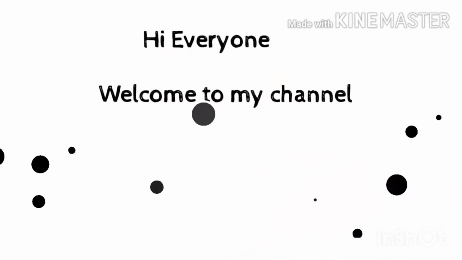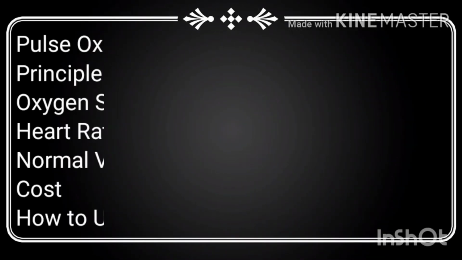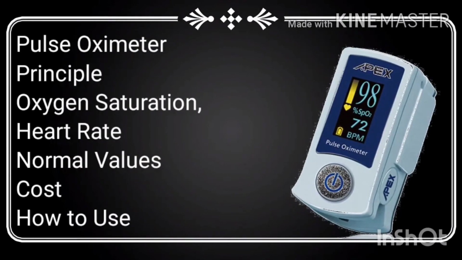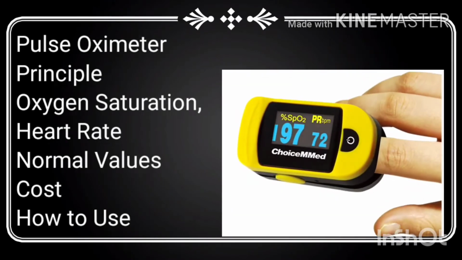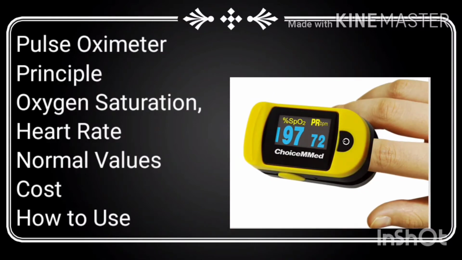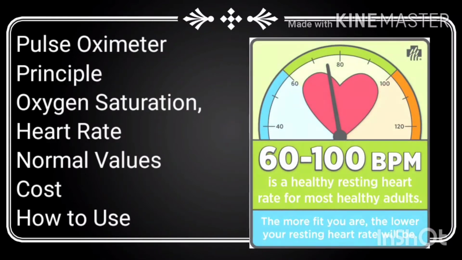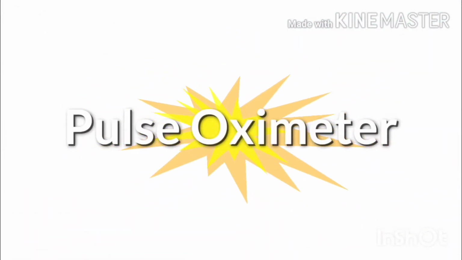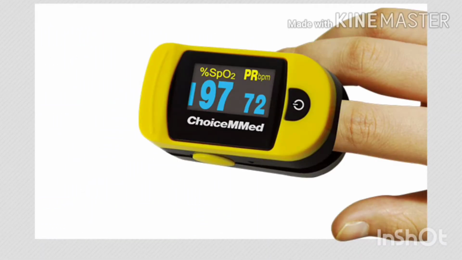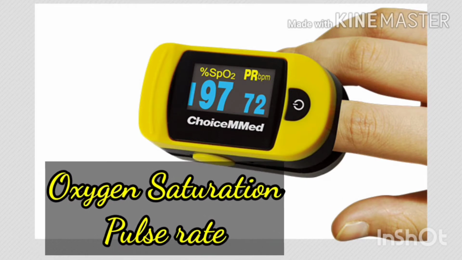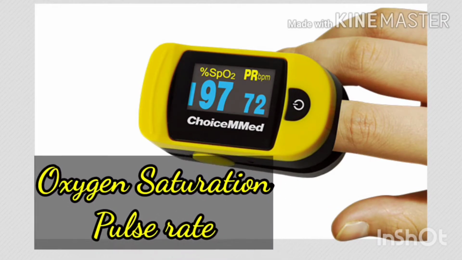In this video, I am going to explain about the pulse oximeter, the principle behind the pulse oximeter, what is oxygen saturation level, what is heart rate, and what are their normal values, the cost of pulse oximeter, and the procedure. What is pulse oximeter? Pulse oximeter is nothing but a small device. With the help of pulse oximeter, we can measure the oxygen saturation levels as well as the pulse rate.